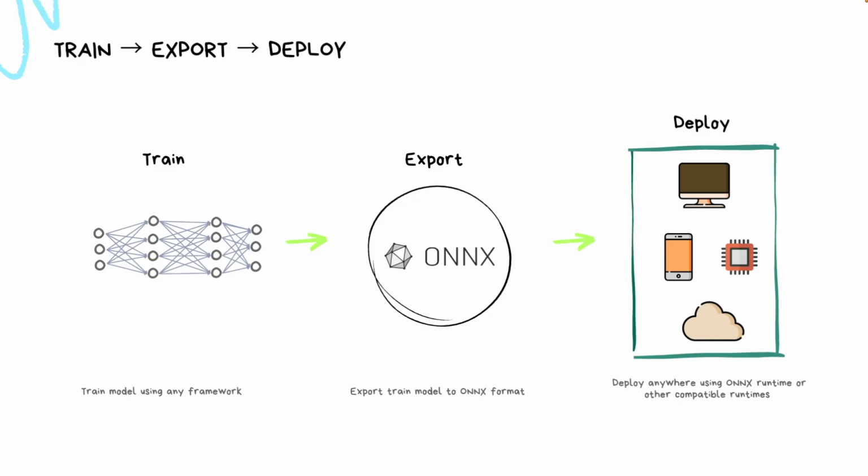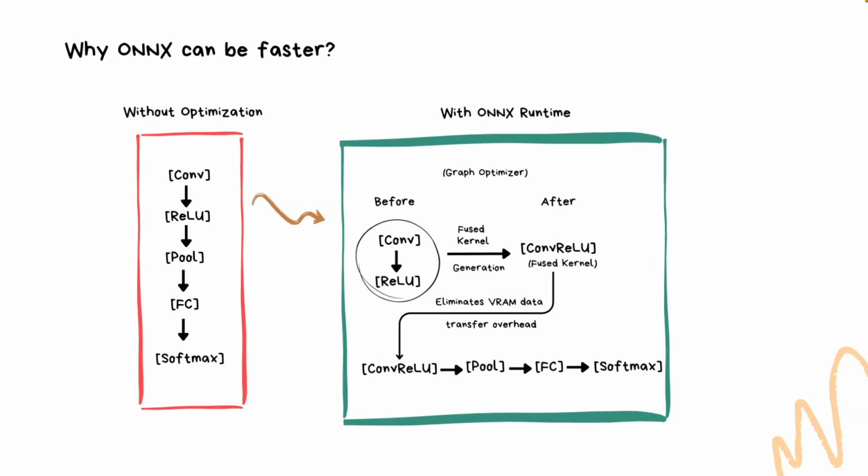ONNX Runtime can optimize how computations are executed. For example, several mathematical operations can be combined into a single optimized operation. This reduces memory movement and computational overhead, which can improve performance and lower latency.